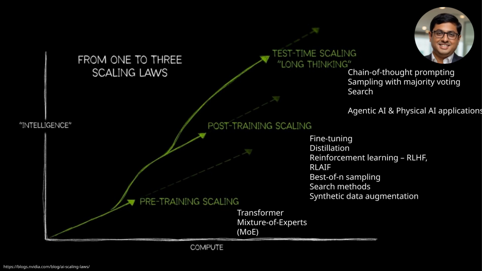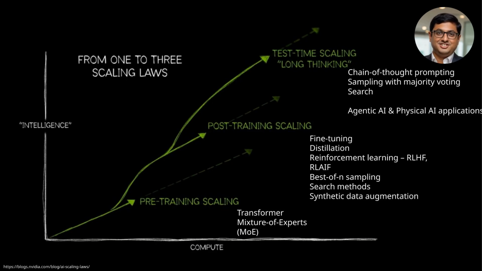Scaling laws illustrate in this image how AI system performance improves with increases in data, model size, or computational resources. Pre-training scaling was the first key principle. See at the bottom left, it shows that increasing dataset size, model parameters, and compute power led to predictable gains in intelligence and accuracy. This law drives the development of massive transformer models, mixture of experts architectures, and distributed training techniques. Post-training scaling goes further.